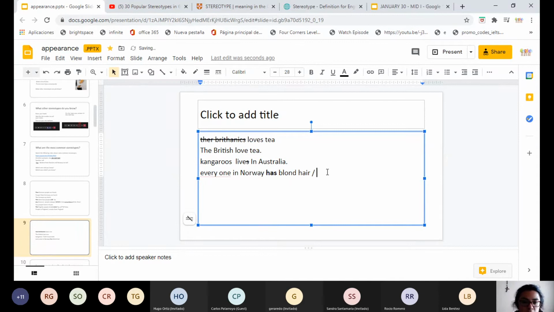Or maybe if you want to change it, you can say everyone. This is only one word, guys. Sorry. Everyone in Norway is blonde. Okay, so everyone has blonde hair or everyone is blonde. Okay, and let's finish here with the men in Norway are Vikings. So remember, Nicolas, the men in Norway or Norwegian men are Vikings.